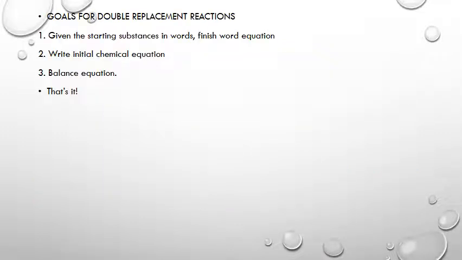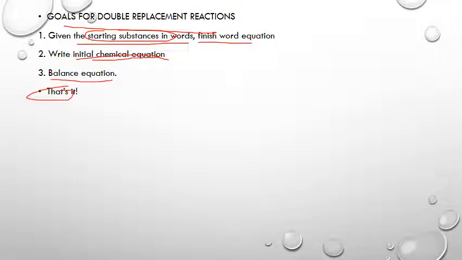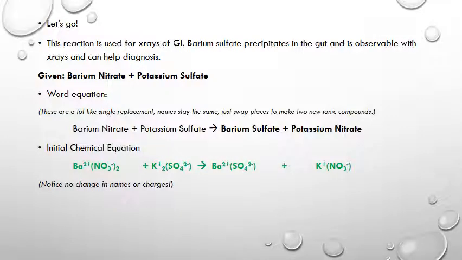So our goal for these double replacement reactions is that we'll be given our reactants, and then you're going to have to finish the word equation, then write the initial chemical equation just like you did before, and then balance it. This time, no oxidation reduction. So let's get to it.